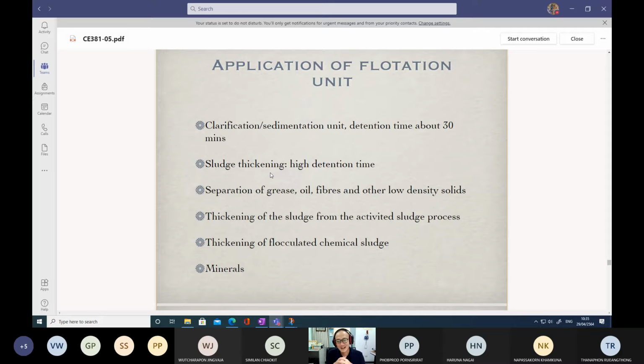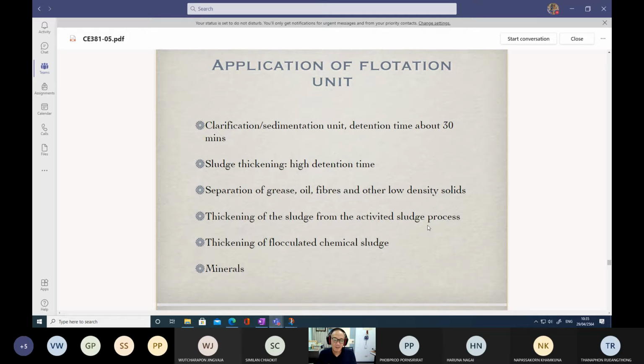So this flotation thickening is actually very suitable for handling the sludge collected from the wastewater treatment plant, especially the sludge generated from the activated sludge process. Activated sludge process is the name of the process typically used for wastewater treatment. We will talk about the activated sludge process in detail in the next chapter. So they are all organic sludge.